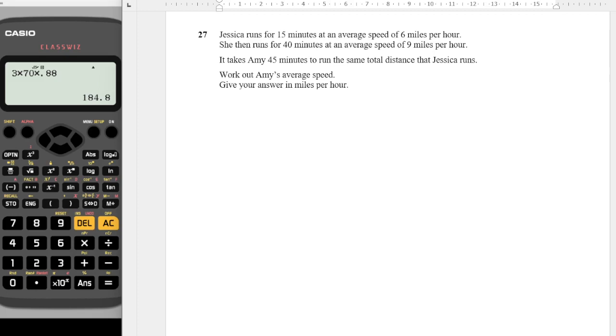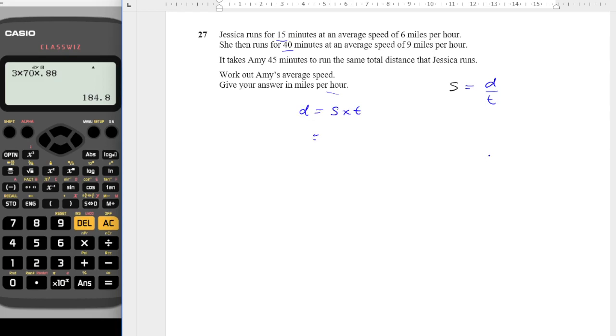Okay, so we need to work out the distance travelled by Jessica. Speed is equal to distance divided by time, so distance is equal to speed times by time. But we've got a difference in units here because we want it in miles per hour. So I'm not going to use the time button on my calculator. What I'm going to do is just treat them as fractions. So distance is going to be equal to speed times by time.